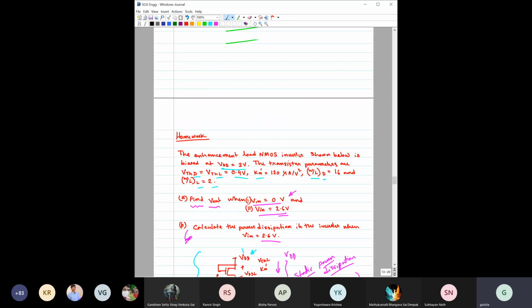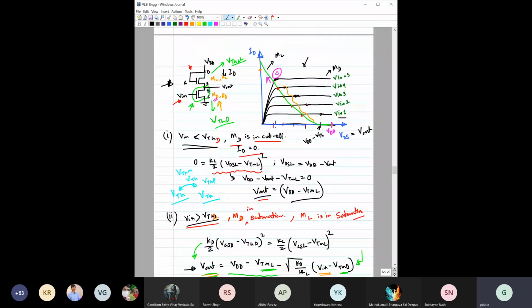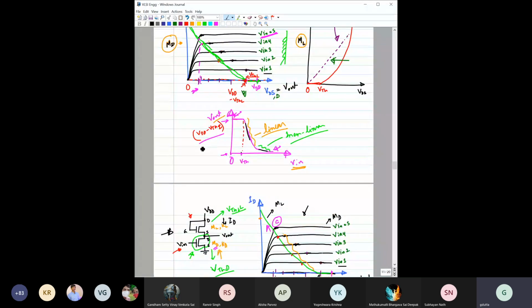And the other issue was also here. For example, if you look into this VTC, we have seen that VOH dash is one threshold voltage below the supply voltage.